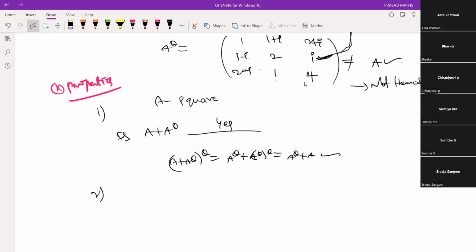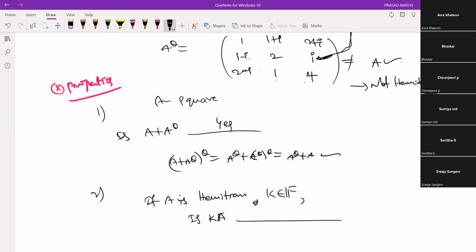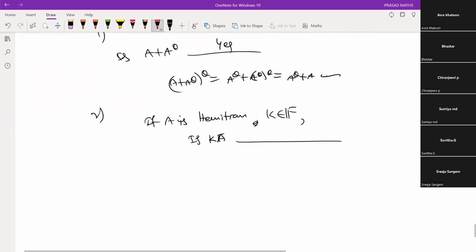Suppose A is Hermitian. The question is, if K is any scalar from a field F, is KA Hermitian? Yes or no? Look at the possibilities. Suppose you take K equals i. Someone says K must have only real entries. Yes, that's the point, right? If you take K equals i, then K times A whole theta is equals to what? This is i A whole theta.